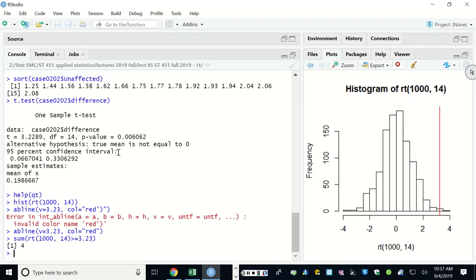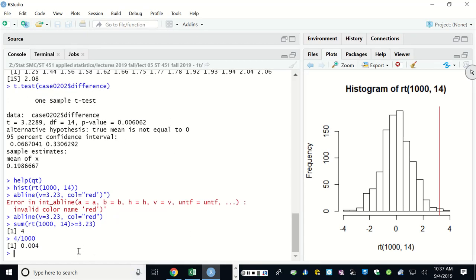The p-value calculation: 4 out of 1,000 is 0.004. If it's two-sided, we double that. So if we're just using simulation, we'd get something like 0.008 based on this. This one tells us it's 0.006.